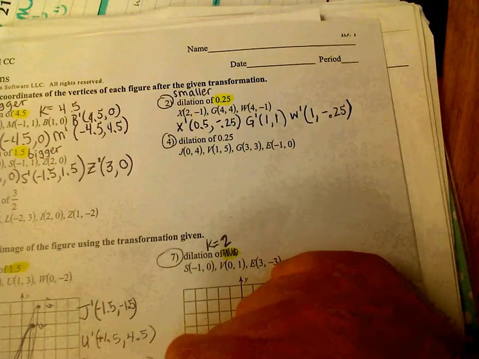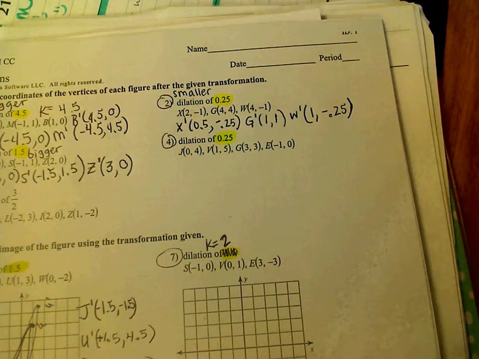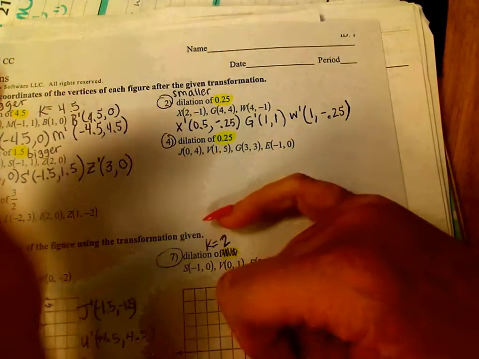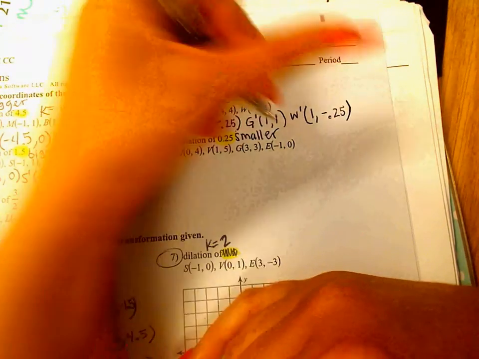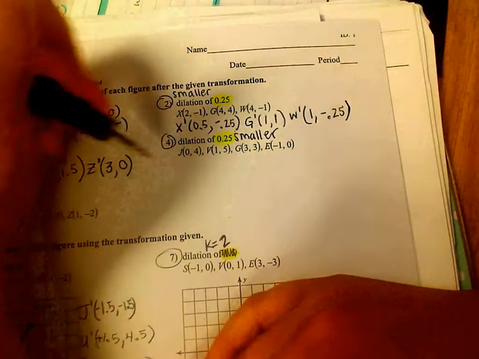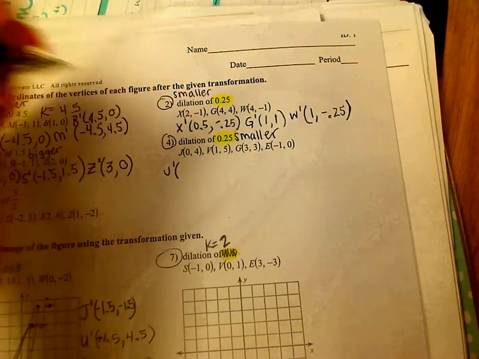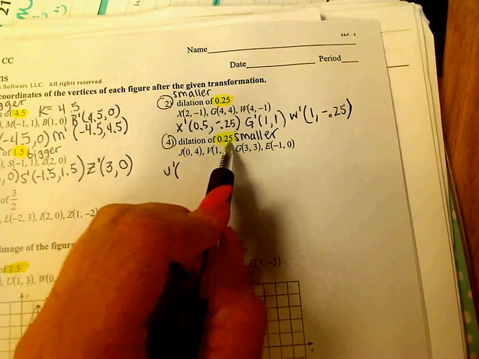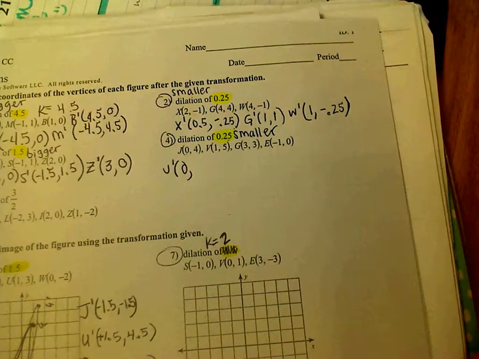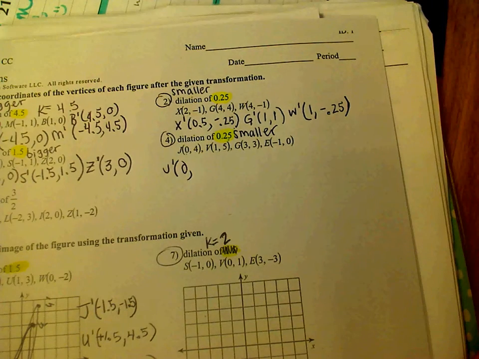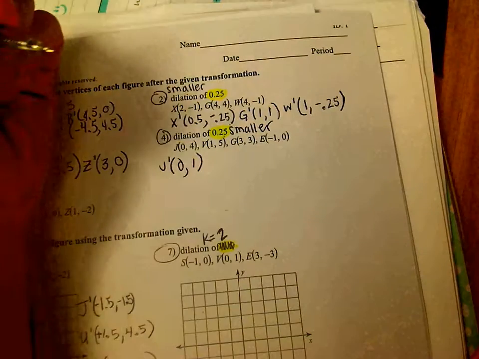All right. For number 4, my scale factor is 0.25, which is less than 1, so it gets smaller. Okay, and we're multiplying by 0.25 here. So J prime, 0 times 0.25 is 0. Okay, 4 times 0.25 is 1. So there's your new coordinates for J.